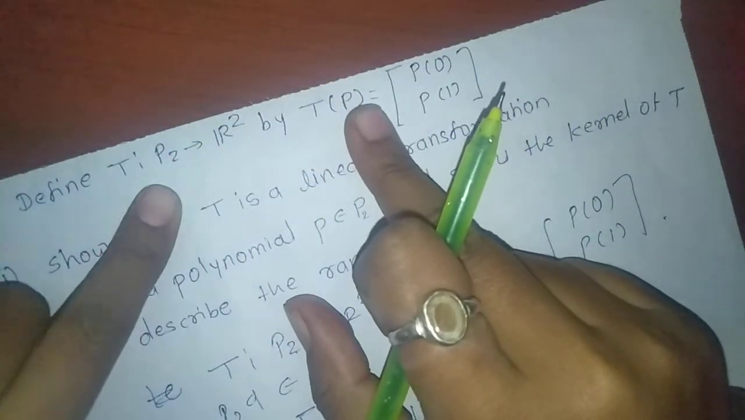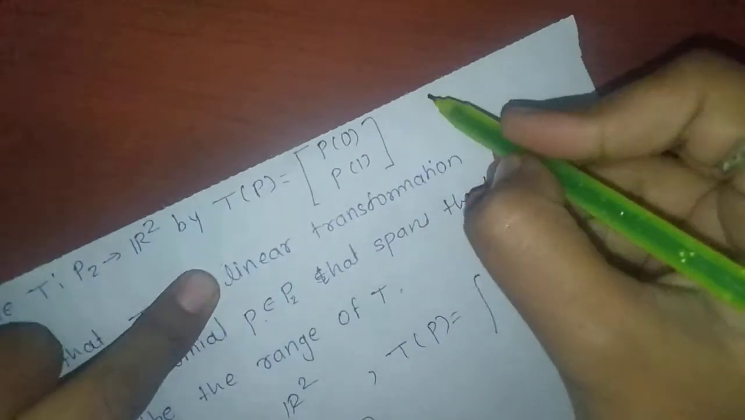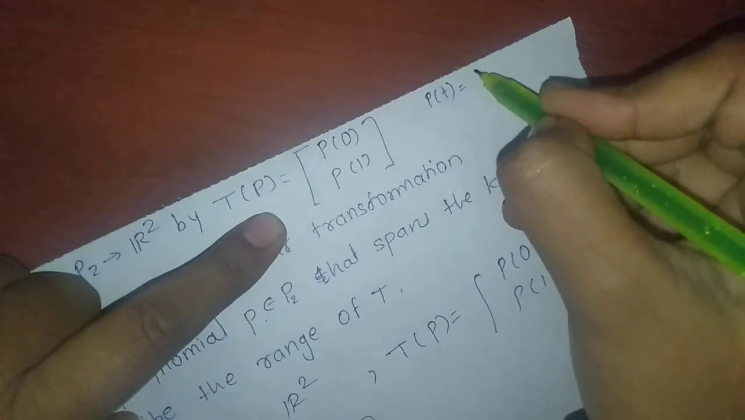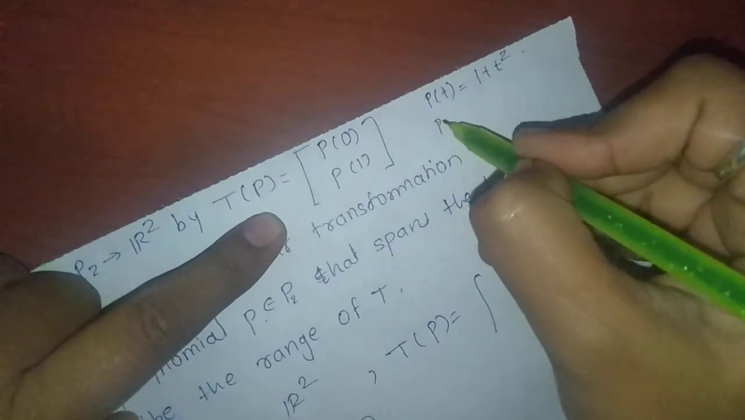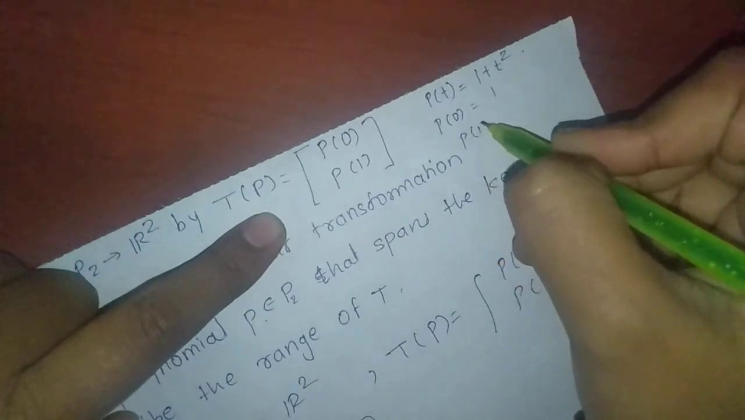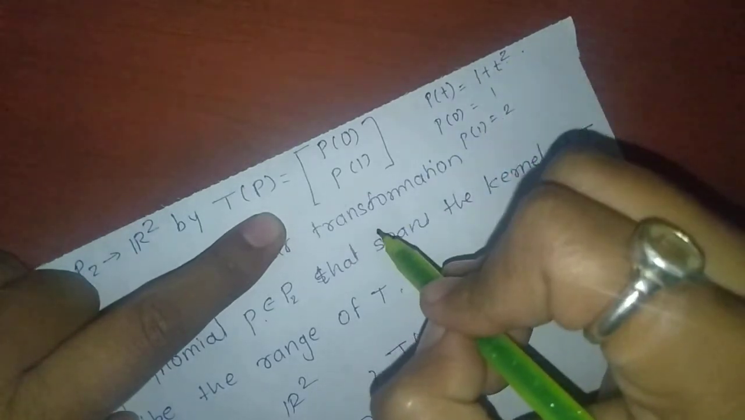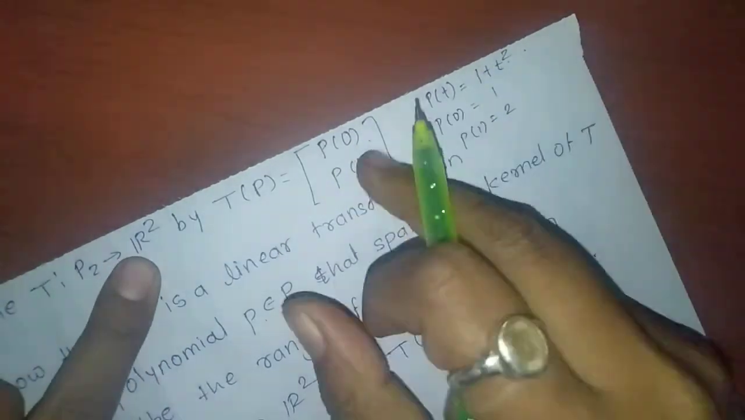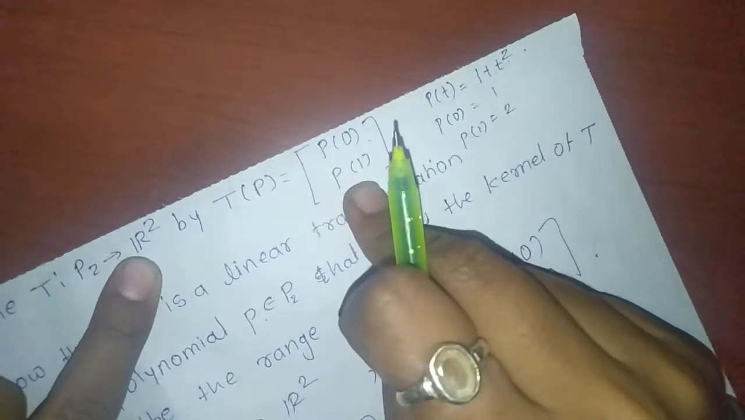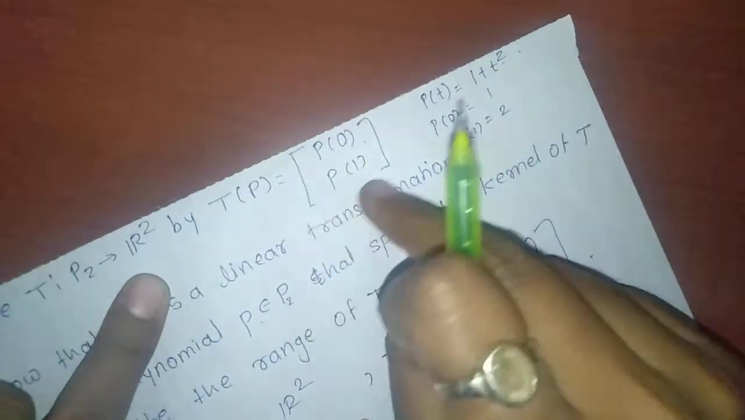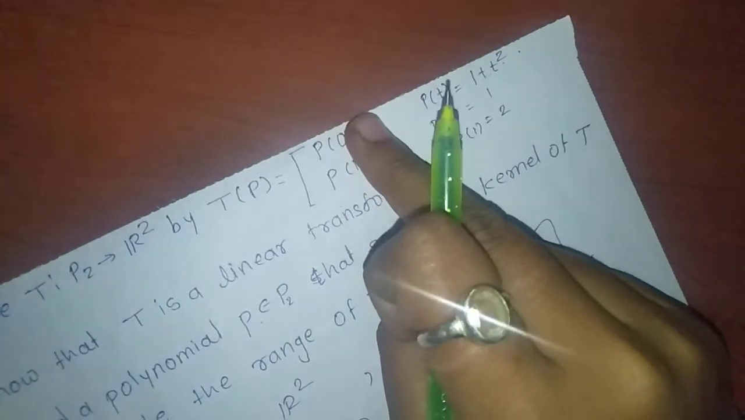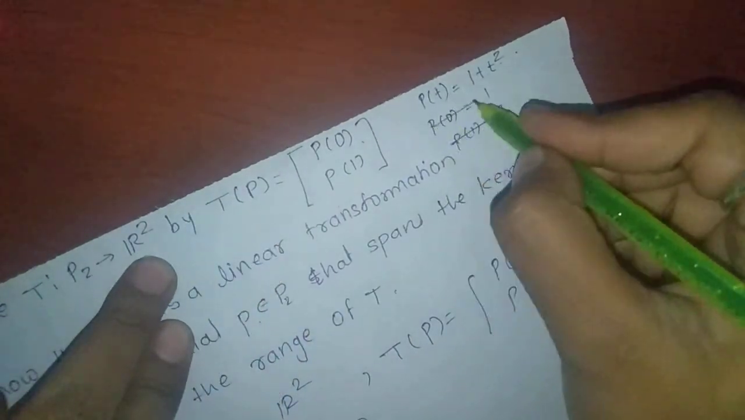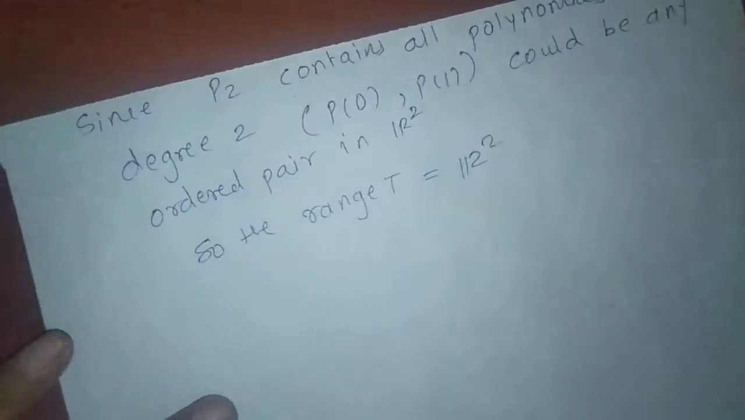Here P is a polynomial from P2. Suppose P is of the form P of t equal to 1 plus t squared. So P of 0 is 1, and P of 1 is 1 plus 1 squared, which is 2. This means we get two entries, (1, 2), which belong to R2, and these are nothing but the images of T. So the set of all images is nothing but the range of T. So the range of T equals R2.